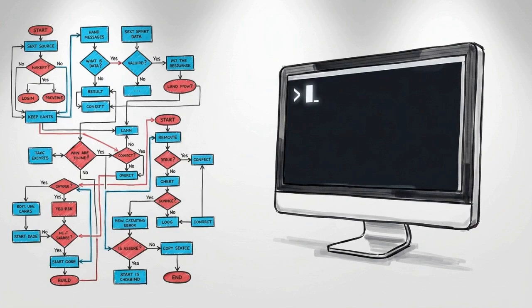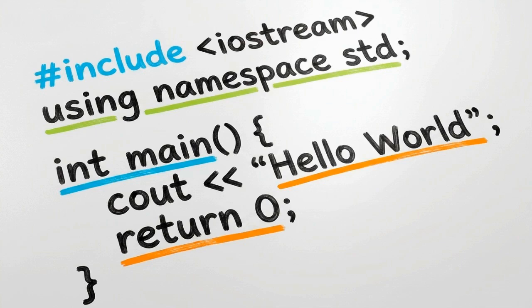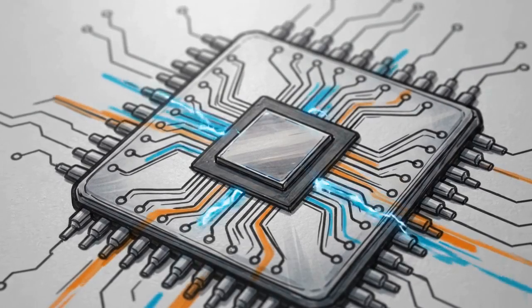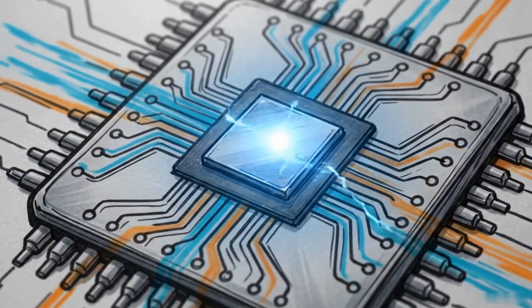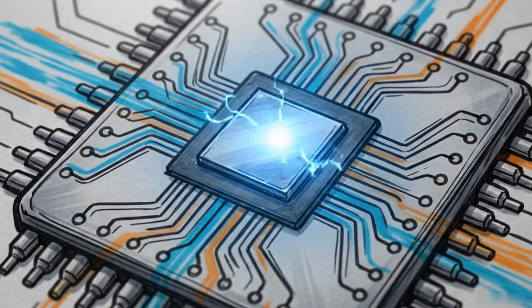Flowcharts and pseudocode map the logic flawlessly, but they are entirely theoretical. You cannot feed an English sentence or a geometry diagram into a CPU. To make it run, that theoretical logic must be translated into formal, strict syntax using a language like C++, written inside a digital editor. Computer hardware is blind to language. A processor only comprehends electrical currents, a high-voltage state for 1 and a low-voltage state for 0.